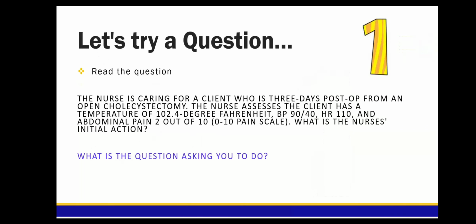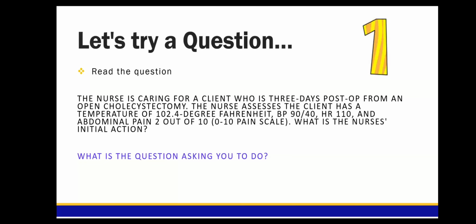So here, for example, is a question. Let's read this together. The nurse is caring for a client who is 3 days post-op from an open cholecystectomy. The nurse assessed the client has a temperature of 102.4 degrees Fahrenheit, a blood pressure of 90/40, a heart rate of 110, and abdominal pain 2 out of 10 on a scale of 0 to 10. What is the nurse's initial action?